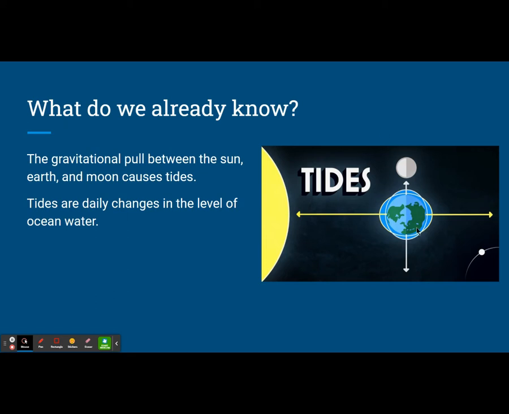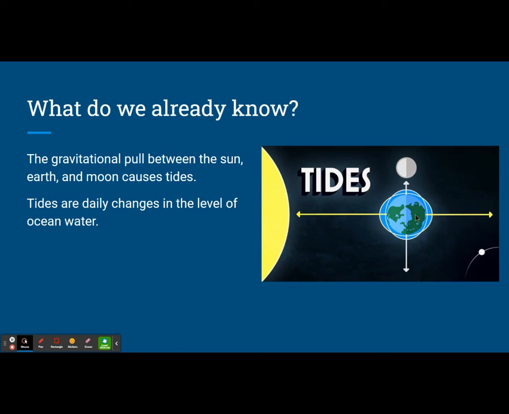Remember, the Earth is 70% water, and that water moves. And it is a result of the fact that the Earth is spinning on its axis. It's also revolving around the sun. And at the same time, you have another object, the moon, which is revolving also around the Earth. And this acts like a game of tug of war, where both the Earth and the moon and the sun are kind of pulling on each other.